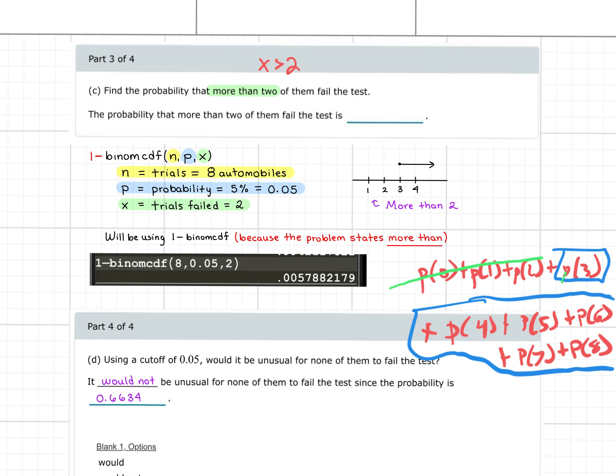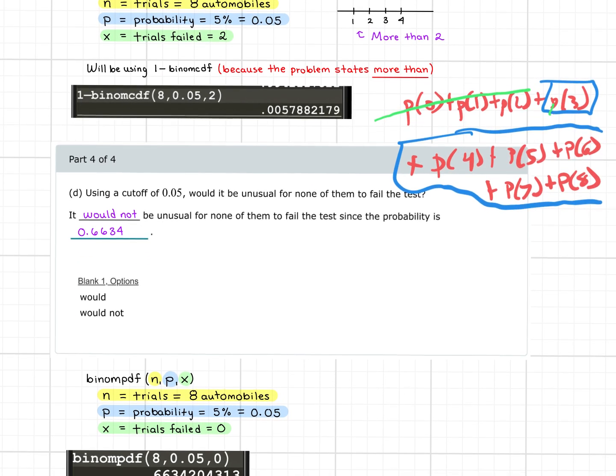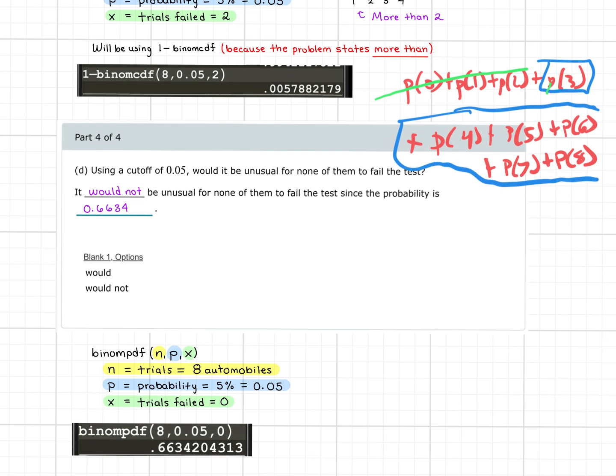So just to give you some insight. And then the last part, they're asking us, would it be unusual, right? Using a cutoff of 0.05. So once you get an answer, basically you're going to compare your solution to 0.05. And if your answer is less than 0.05, then we say, yes, it is unusual.